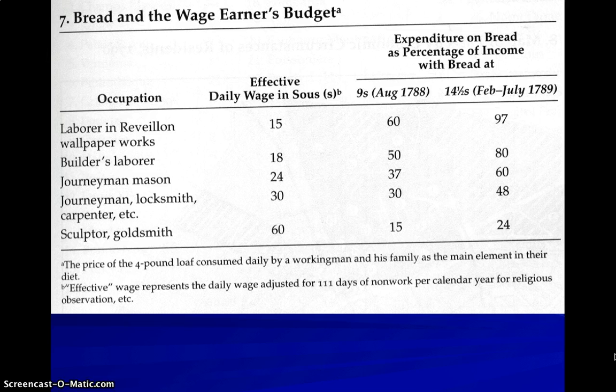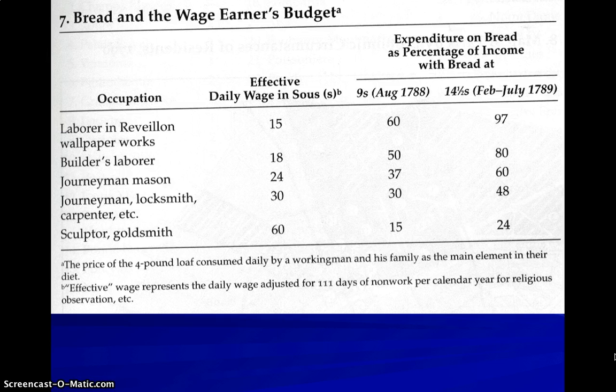So a laborer who is making roughly 15 sous a day, you see on the left there at the top. Next is a builder's laborer. They make 18, journeyman mason 24, journeyman locksmith 30, and then a sculptor 60. Now, the figures in the other two columns on the right are how much they would spend on bread as a percentage of their income. So a laborer who makes 15 sous a day in 1788 would spend 60% of their income on bread.